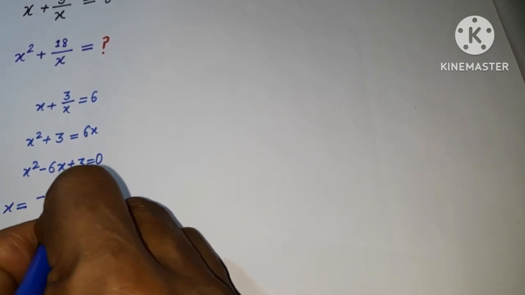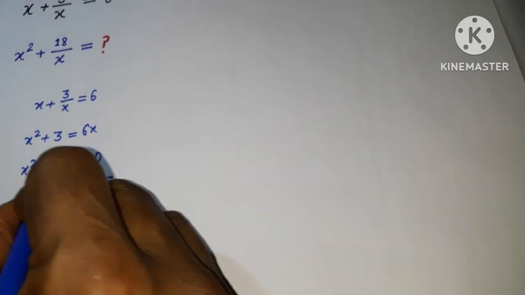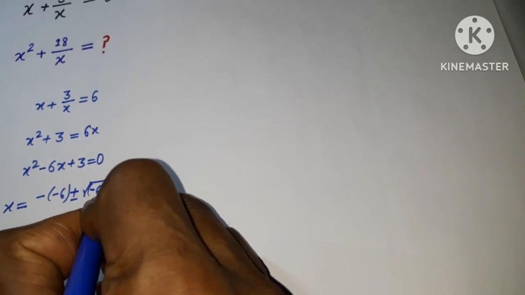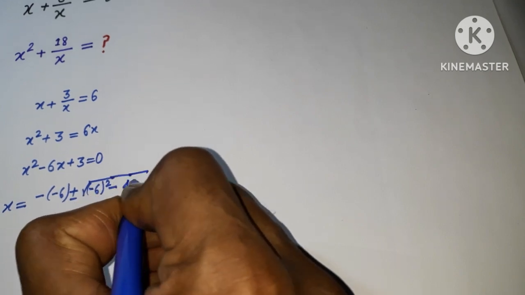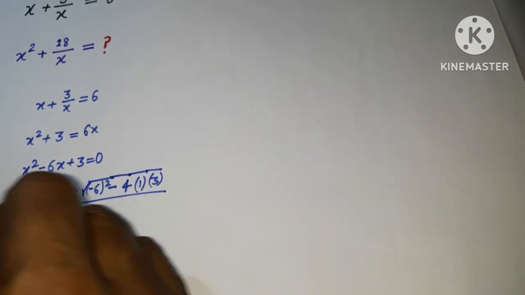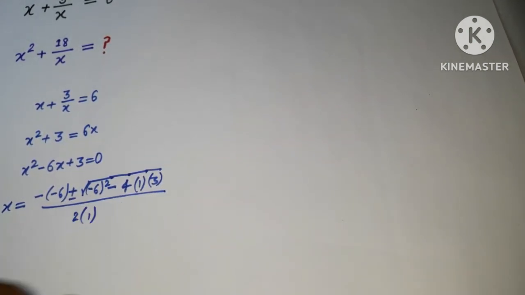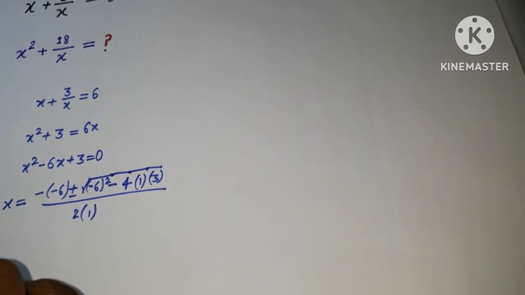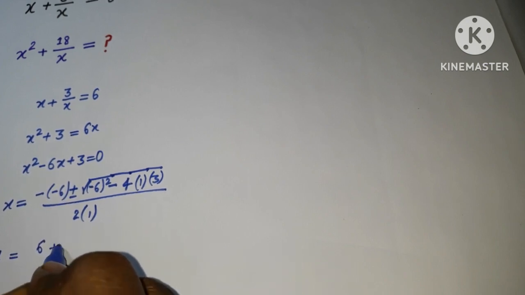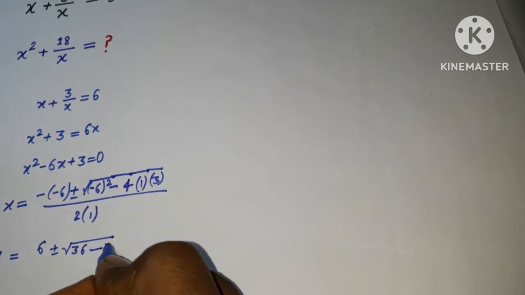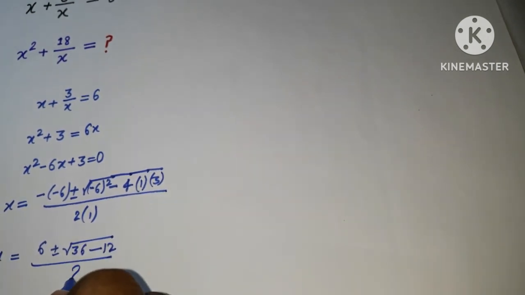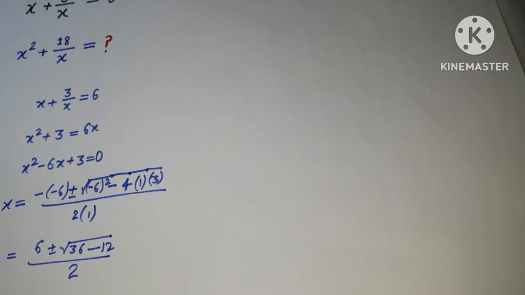x is equal to minus b plus minus root under b square minus 4ac, divided by 2a. b is our minus 6, so minus 6 square, then minus 4, a is 1, and c is 3, divided by 2a, so instead of a we have 1 here. Then I am getting the value for x. So x is equal to 6 plus minus root over 36 minus 12, divided by 2.